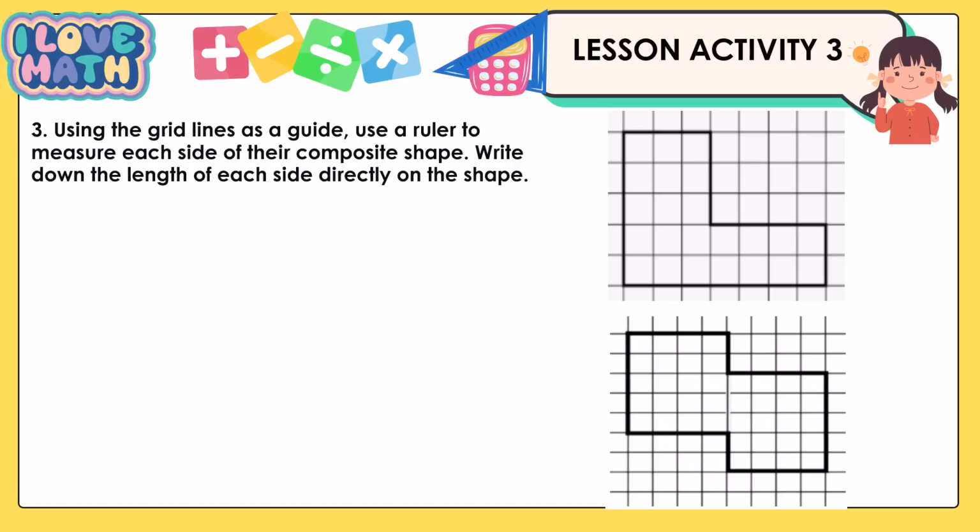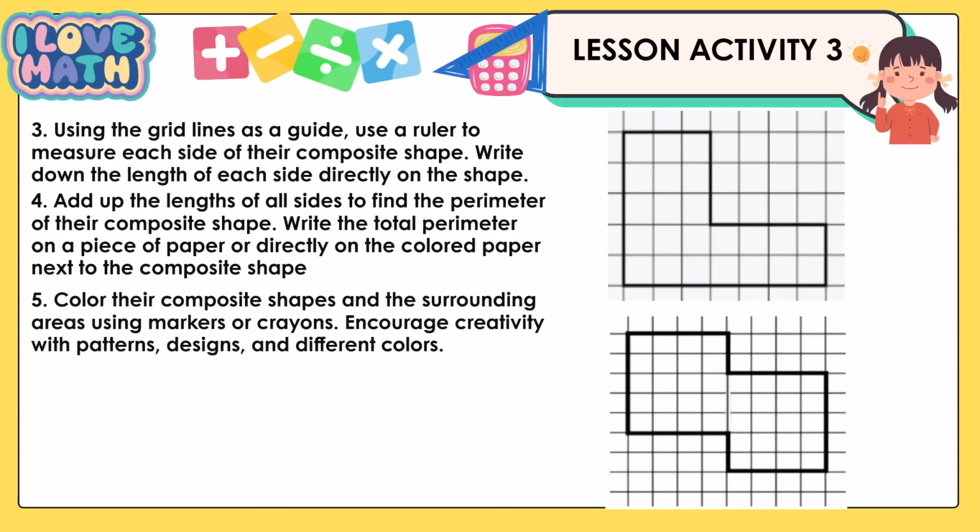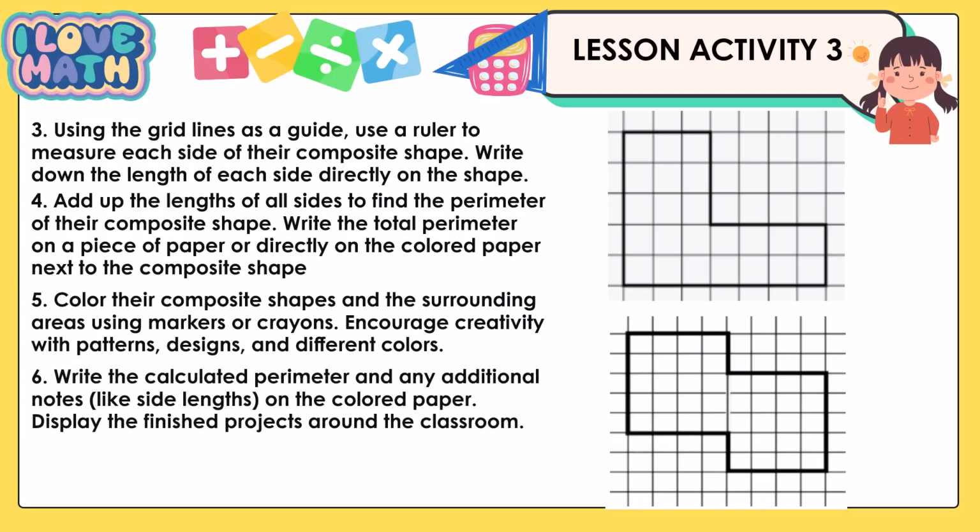Third, using the grid lines as a guide, use a ruler to measure each side of their composite shape. Fourth, add up the length of all sides to find the perimeter of the composite shape. Fifth, color their composite shapes and the surrounding areas using markers or crayons. Sixth, write the calculated perimeter and any additional notes on the colored paper.